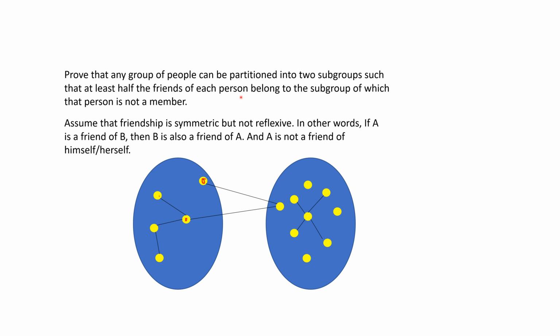In this video, we will prove that any group of people can be partitioned into two subgroups such that at least half the friends of each person belong to the subgroup of which that person is not a member.